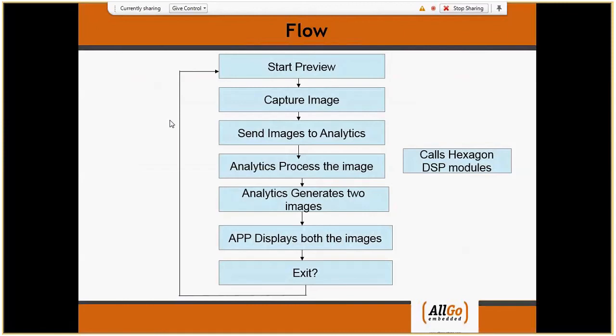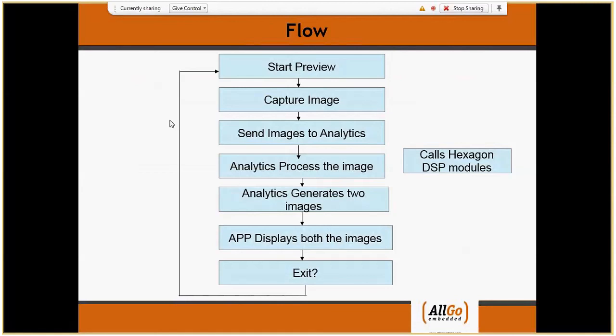So this is the basic flow. We start the preview. The preview of the camera is started by the Android app, and we capture a series of images, and these images are sent to the analytics. The analytics process these images. Some of the modules, as I mentioned, are running on the Hexagon DSP, and some are running on the ARM.